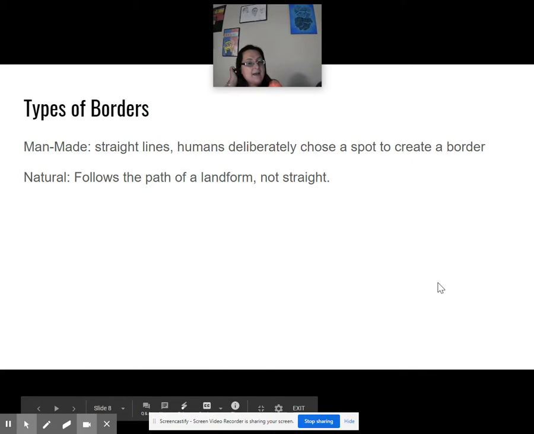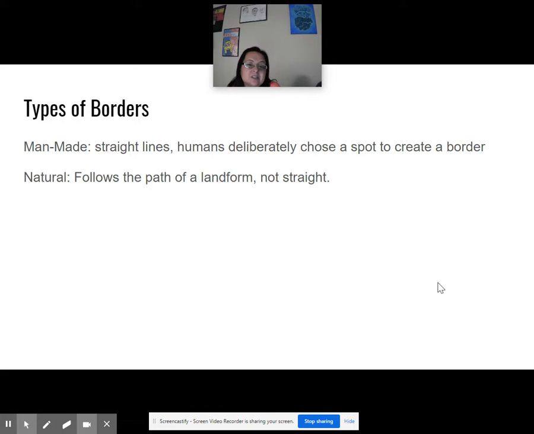Types of borders. Man-made borders are going to be, humans are going to deliberately say, this is the border, right here, this is the line. Think of like if you are living with a roommate and you're like, dude, this isn't working out. I'm staying on my side of the apartment, you stay on the other. And then you create a tape or something so that they can't cross.